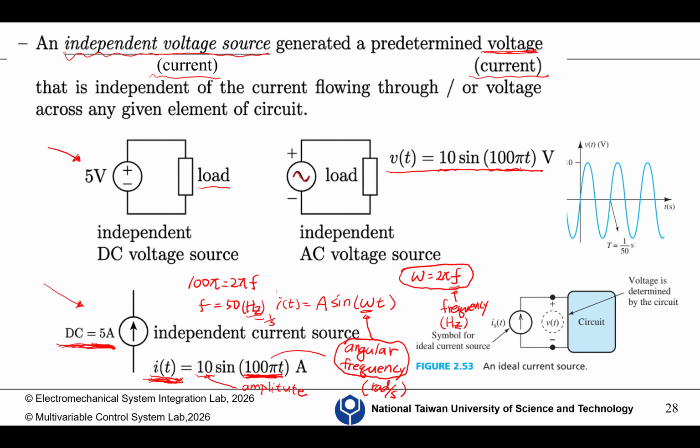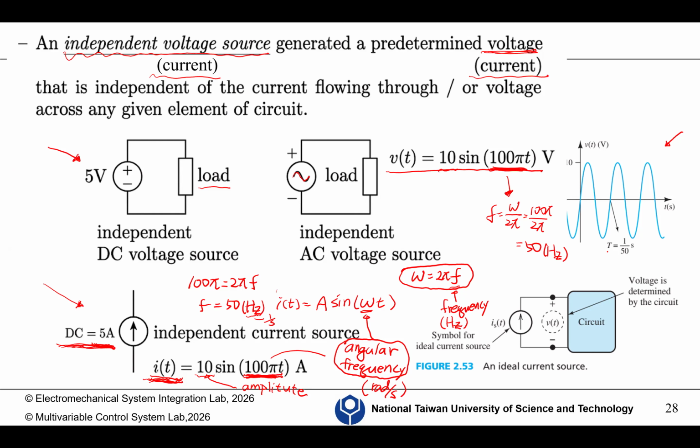Okay, so the plot here draws the time function of the voltage. For example, for this one, its angular frequency is 100 pi. By the same formula, f equals omega divided by 2 pi. So 100 pi divided by 2 pi is 50. It means its frequency is 50 hertz.